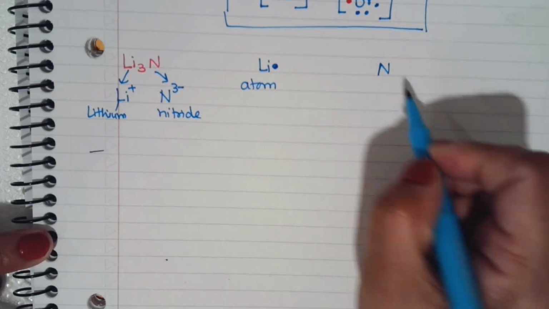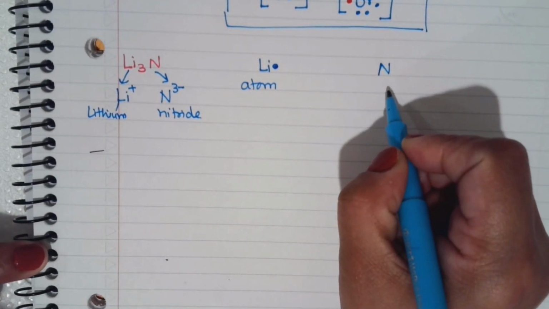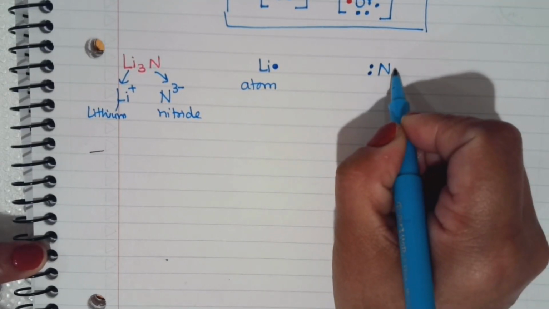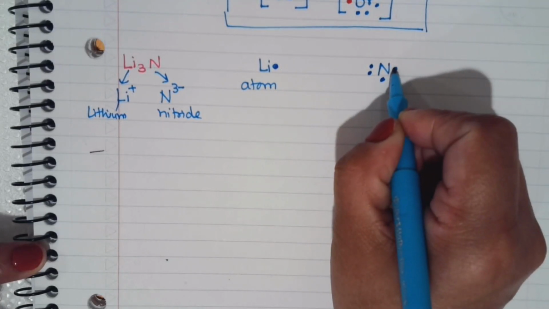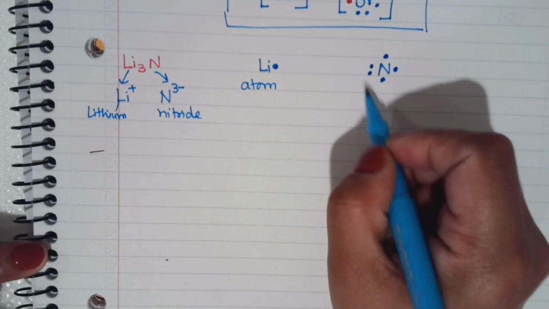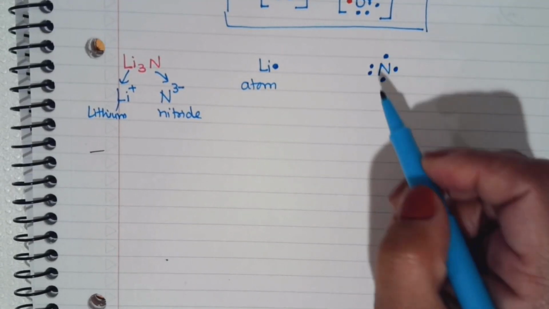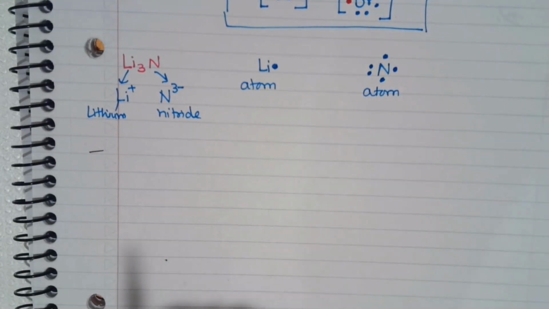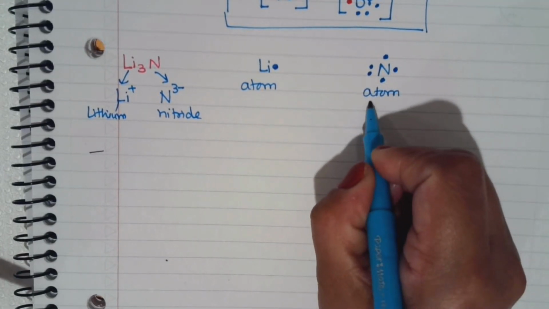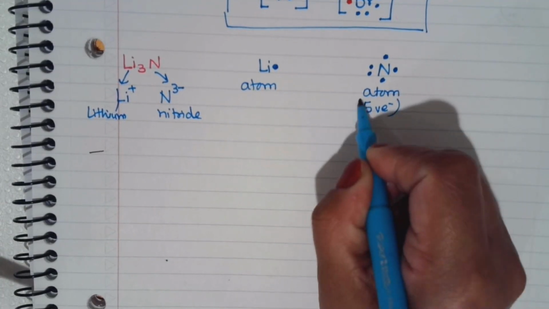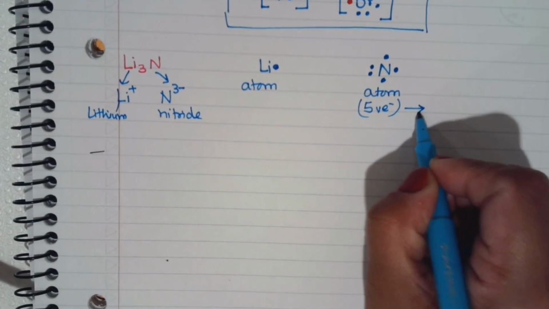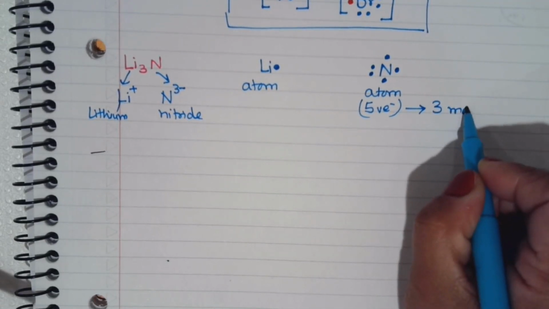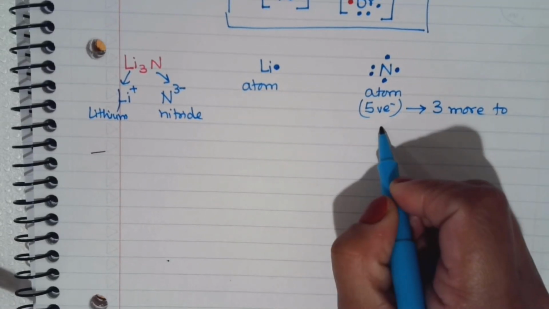Nitrogen atom, on the other hand, is in group 15. So it has 5 valence electrons. So 1, 2, 3, 4, 5. Remember, we can place the dots around the atom, right? The way we want to. So nitrogen has 5 valence electrons. How many more does it need to complete its octet, or 8 electrons? It needs 3 more to complete its octet.